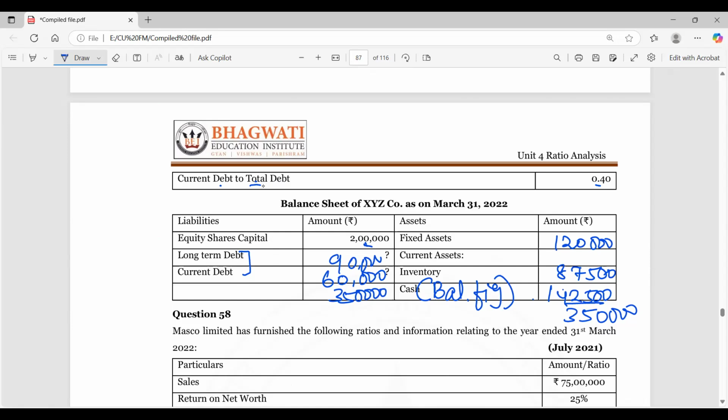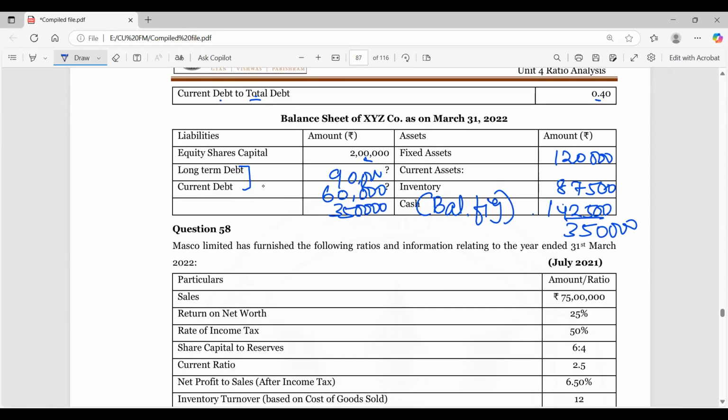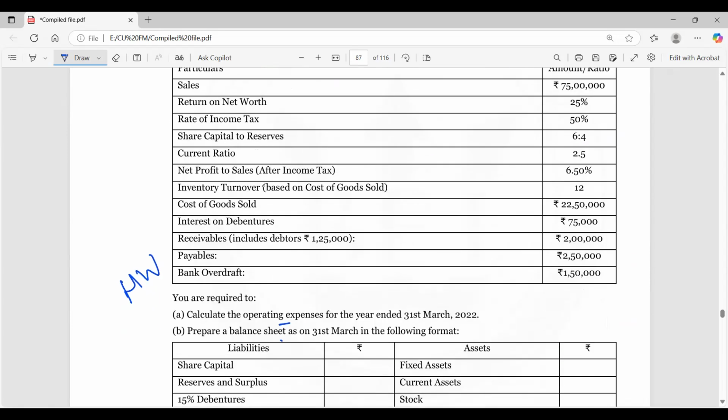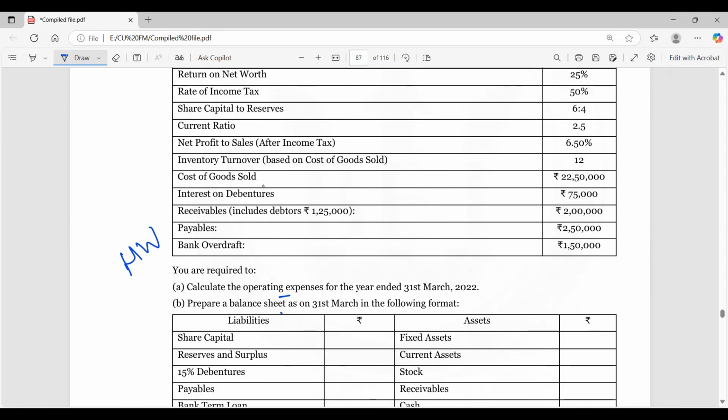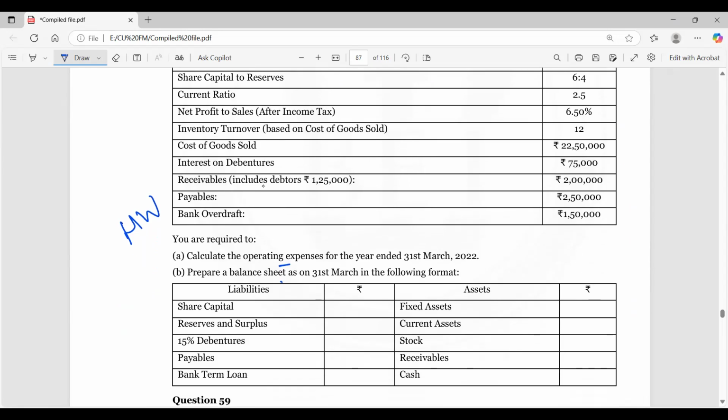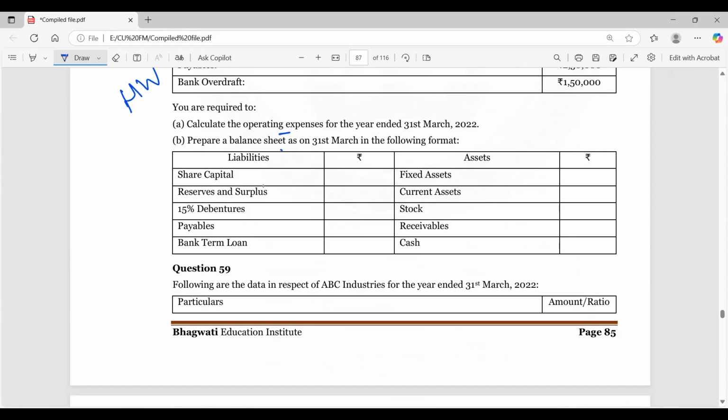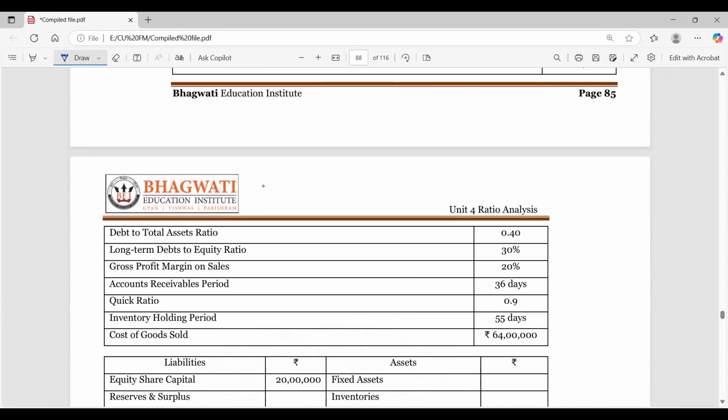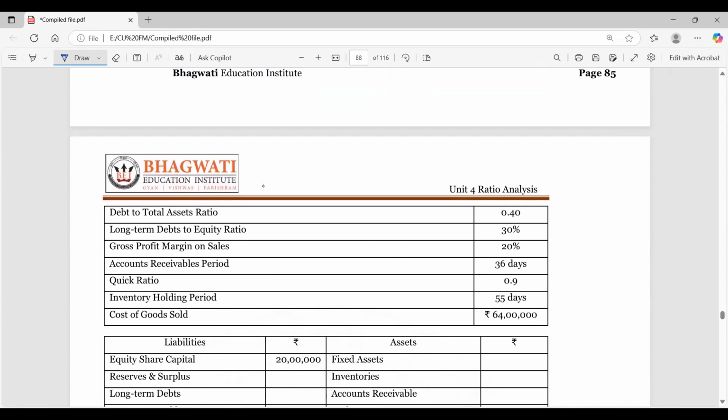Listen, 58 is not very easy, I will do it. Not 58, 59. 58 is easy. 58 is homework, only 59 I will do. The 58 homework I gave is similar to the question we solved today.